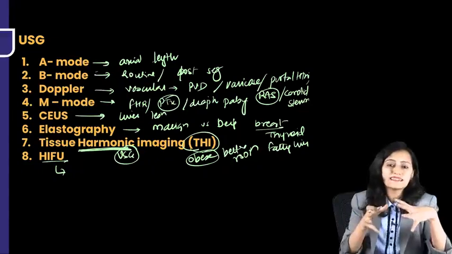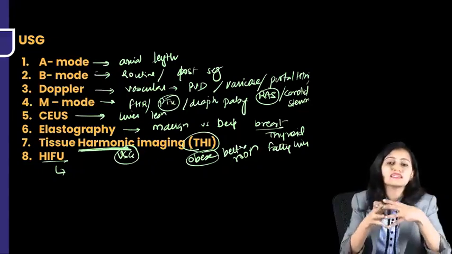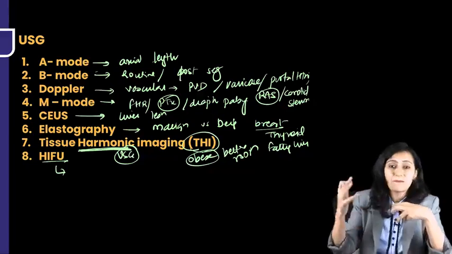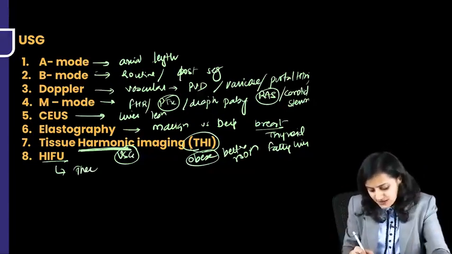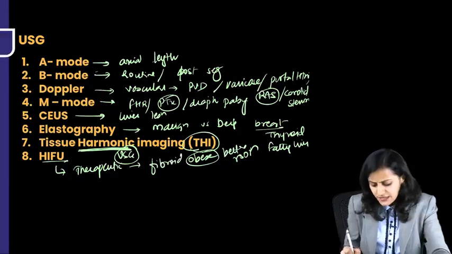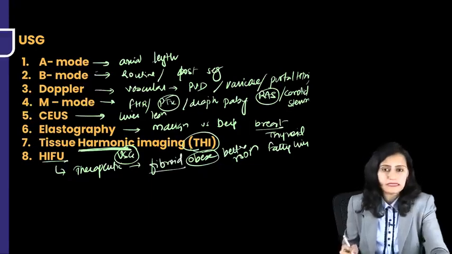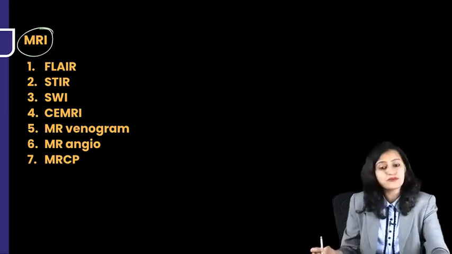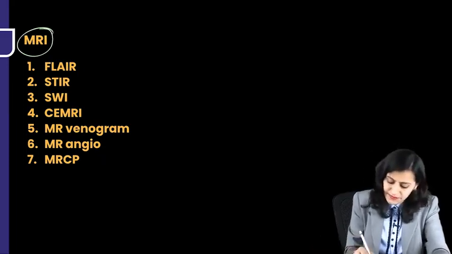So a high intensity ultrasound beam is focused on the lesion and it ablates the lesion. So this is the therapeutic application of ultrasound. This is used commonly for uterine fibroid treatment. Next we have the various MRI sequences and their applications.